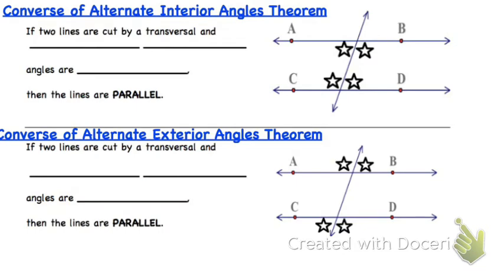Go ahead and write in converse of alternate interior angles theorem. Now, if you want to shorten this down, guys, you totally can. Conv of alt int angles thm. THM, okay? Now if it doesn't make sense to you to shorten it down, write it out. But if you would rather shorten it down and it makes sense to you, then go ahead and do that.